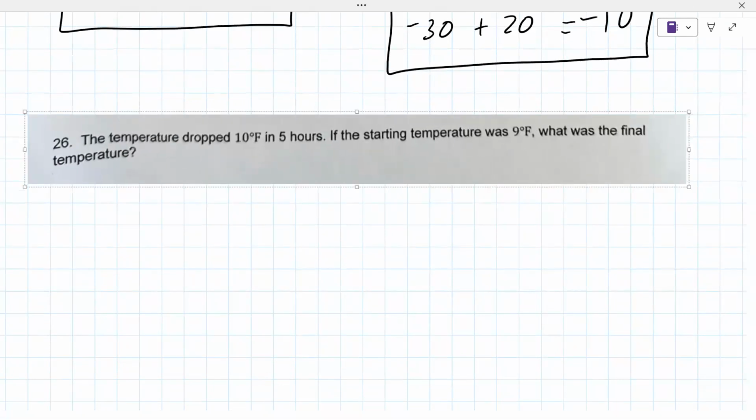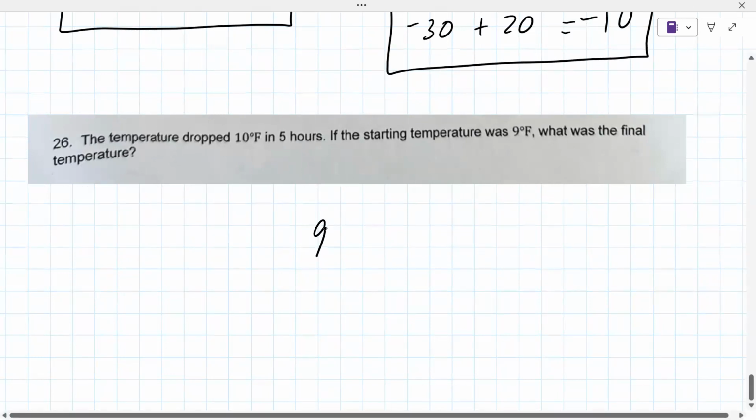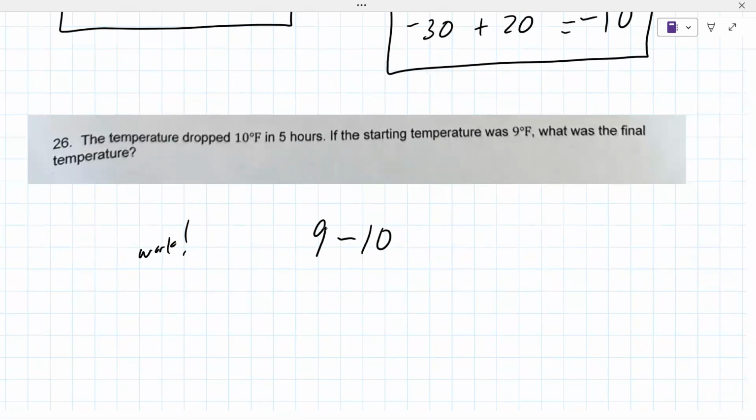Temperature dropped 10 degrees in 5 hours. If the starting temperature was 9 degrees, what was the final temperature? So it started at 9, and it ended at -1. Now you want to show your equation. You want to show what you did to get there, your work, if you will. Okay, so -1 degrees Fahrenheit is now the temperature. Good.